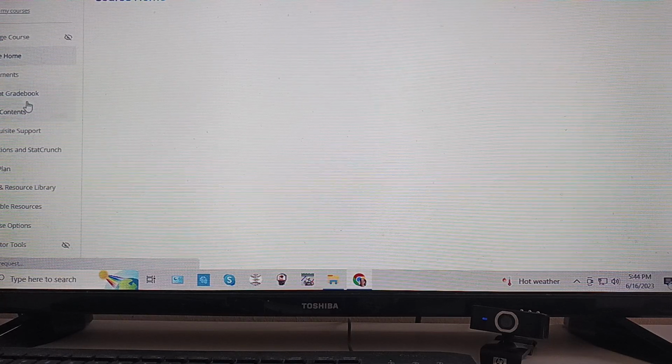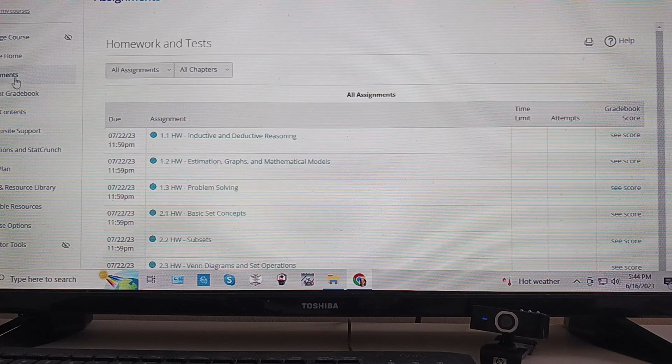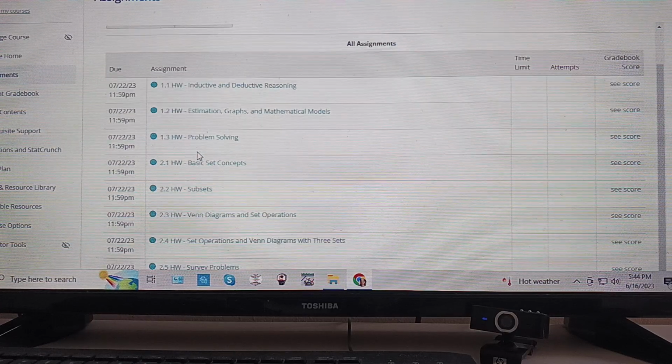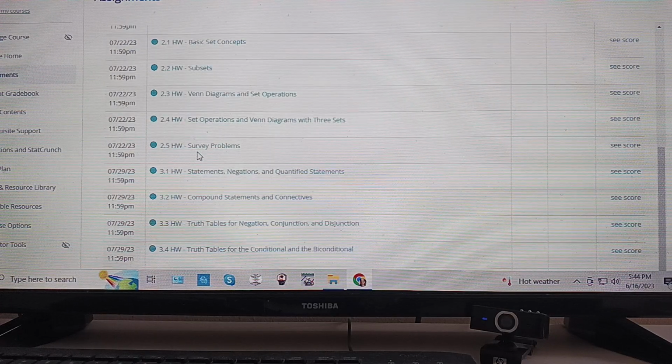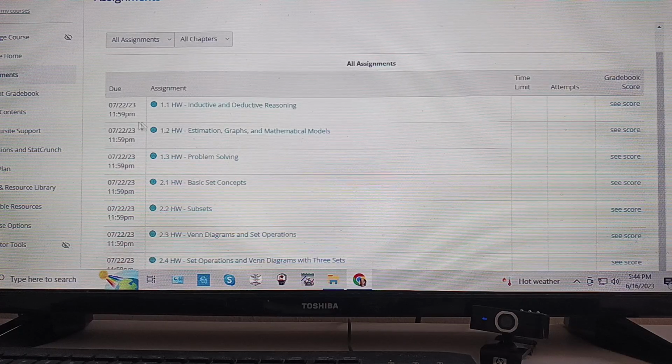Over on the side, there's tabs. You're looking for one that says Assignments. And we're going to do these first two, 1.1 and 1.2 today. 1.1 is inductive and deductive reasoning. So each thing you see here is an assignment you need to work on. The due dates are right next to each assignment.